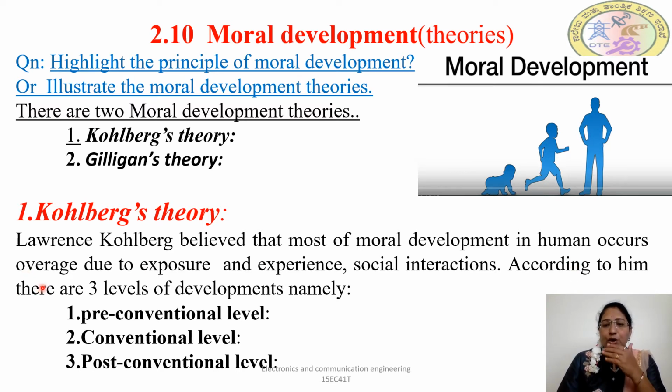Age by age, human thinking level develops depending upon that, and also exposure to the society, experience, and social interactions, that is, mingling with people, so the thinking level will be different. It varies from person to person, and it also depends on the age. According to him, he gave three levels of human development. The first level is pre-conventional, the second is conventional, the third is post-conventional. So let us study one by one.